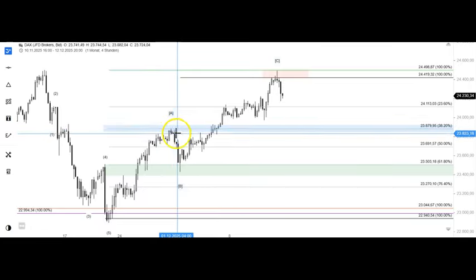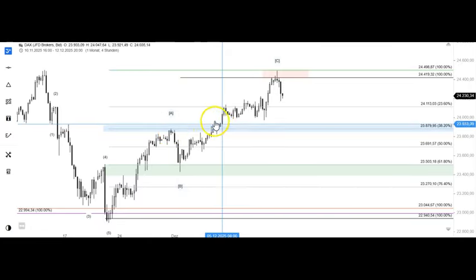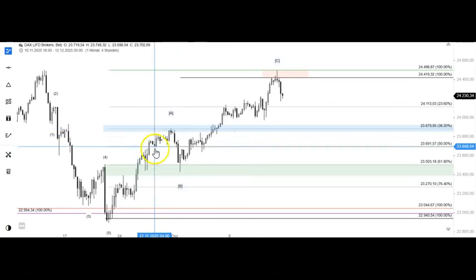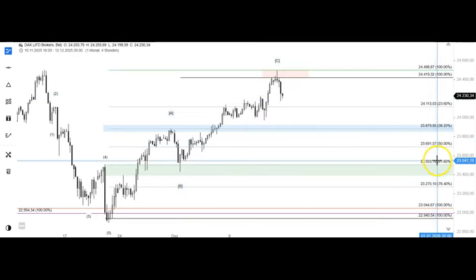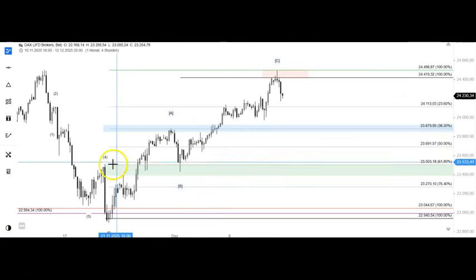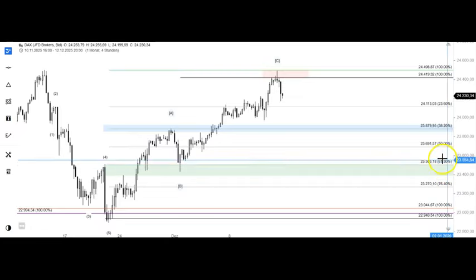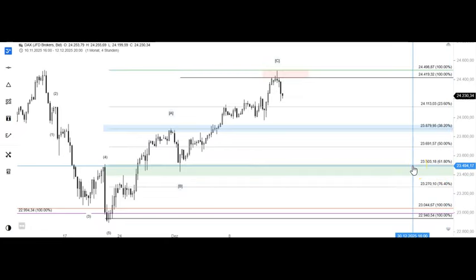This is also where that high of the 28th of November sits. Here was a large accumulation phase at DAX before we were actually running higher. Below there we see the 50% retracement. The last support I have on that chart is the 61.8 retracement at 23,503.